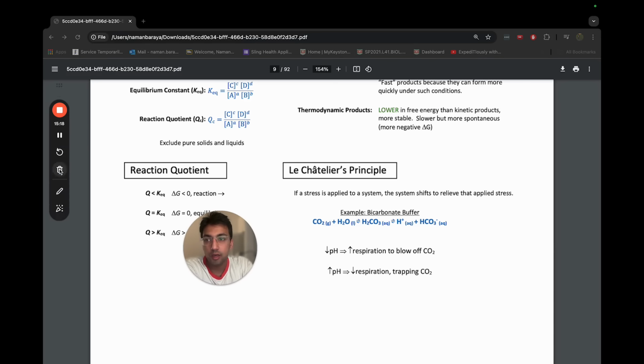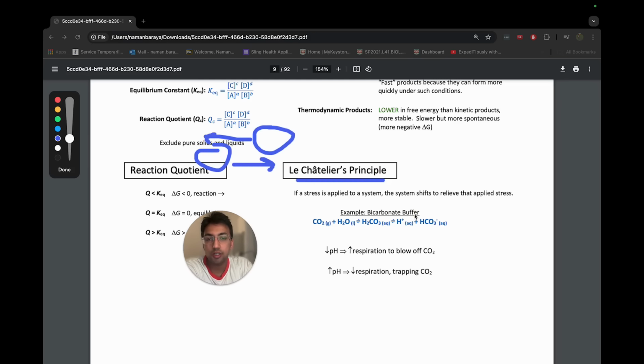Okay. Le Chatelier's principle: if stress is applied to a system, the system shifts to relieve that stress. So remember when I was saying, if you have a lot of the products, then you'll shift toward the substrate, and if you have a lot of the substrate, you'll shift toward the product. That's basically Le Chatelier's principle.